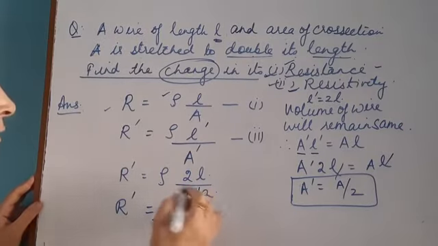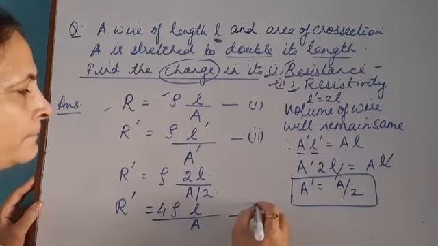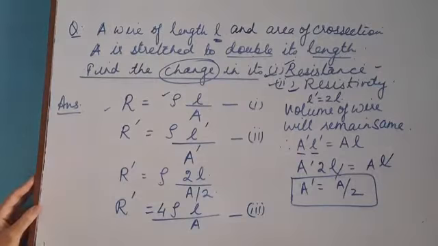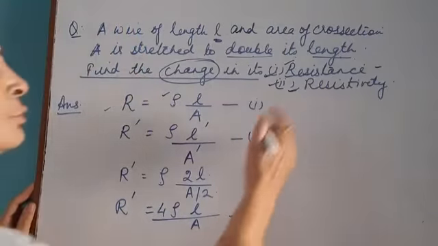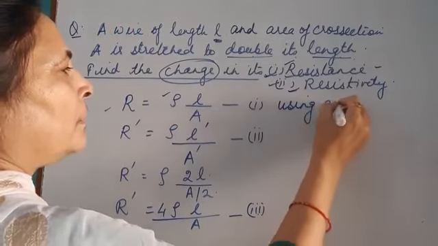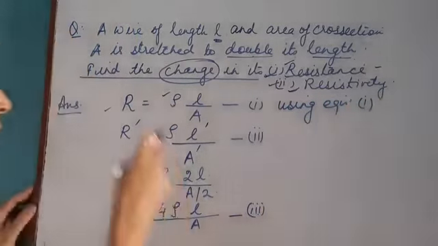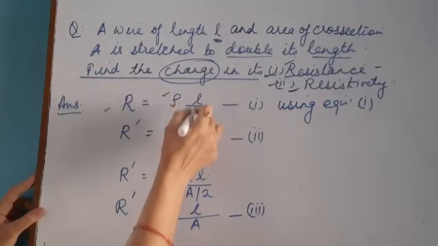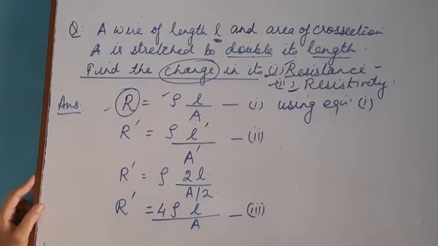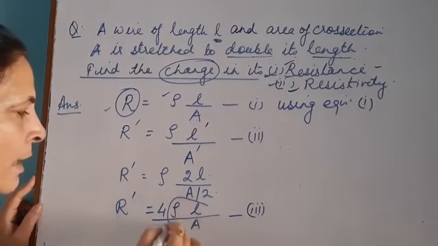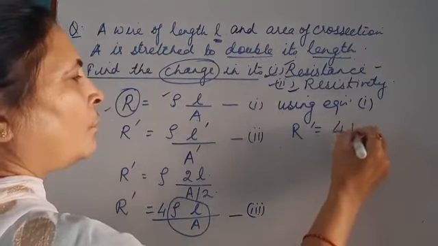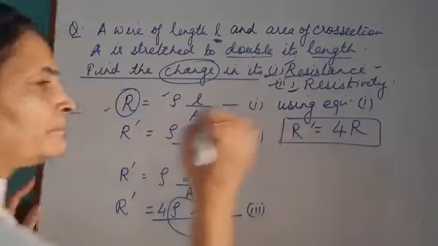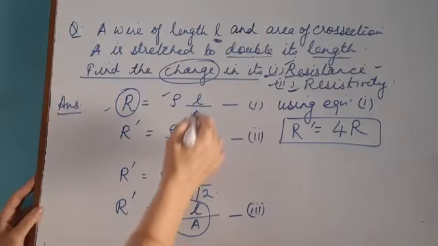And what does it mean? Take it as equation number 3. Using equation 1, ρL upon A is what? It is R. So in place of ρL upon A, I can put R. So R dash is equal to 4R. This is one way of doing it: I'll just substitute from here.